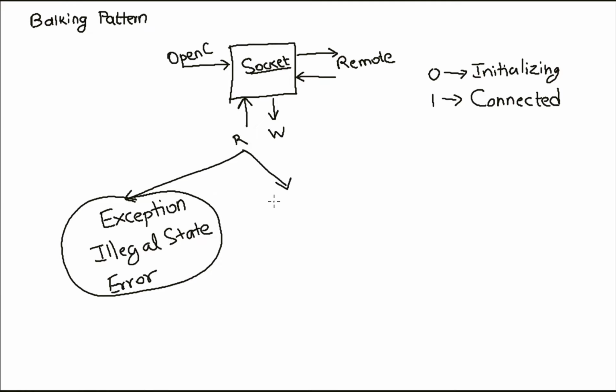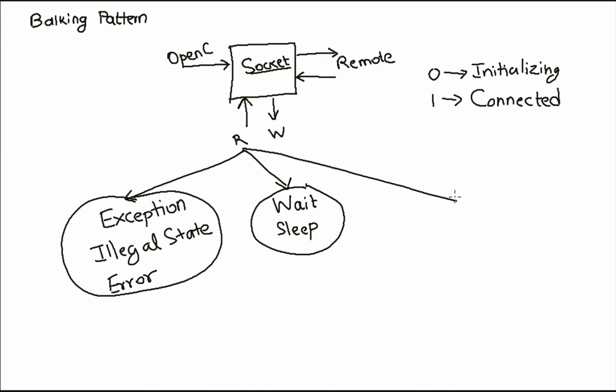Another approach is to implement a wait, a sleep for some time. So when the read or write API is called, the API is blocked and it waits for the correct state to arrive, and after that it executes the read or write operation.